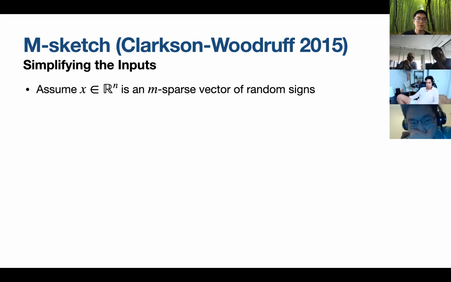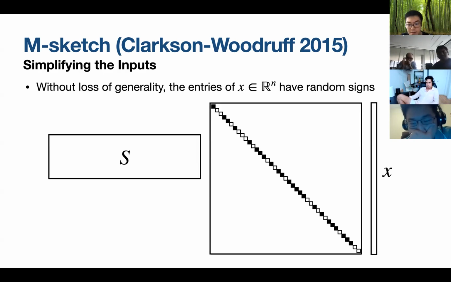And furthermore, I'm going to... Whoa. Oh, sorry. What just happened? So you're assuming that the entries of X have random signs? Yes. And this is simply because I can just multiply by my random signs myself. So I can treat the multiplication of the random signs as part of my sketch.